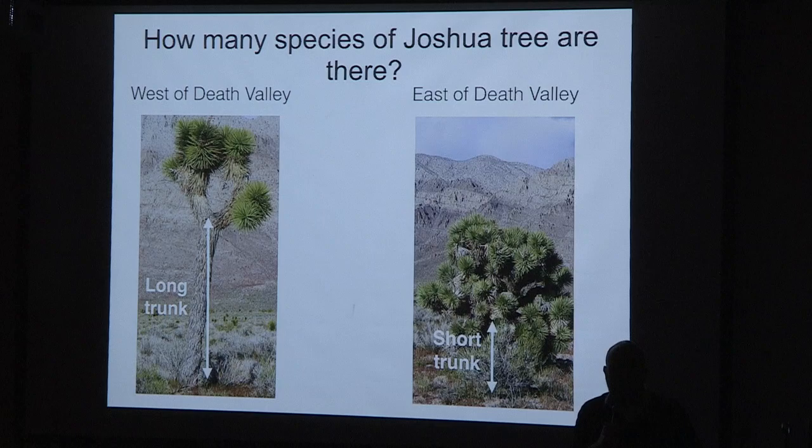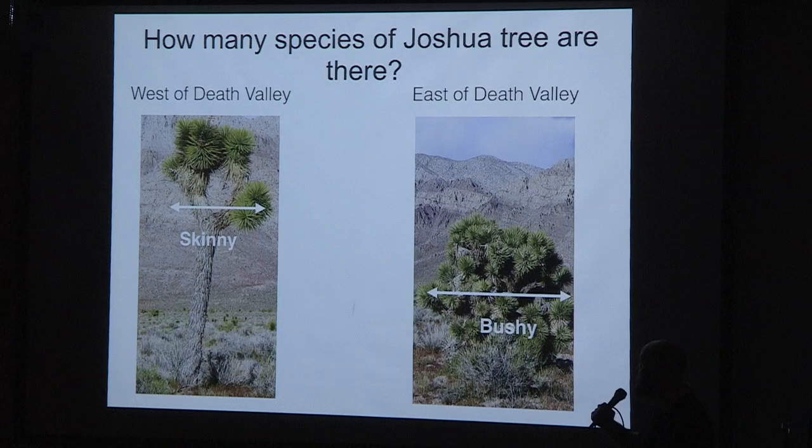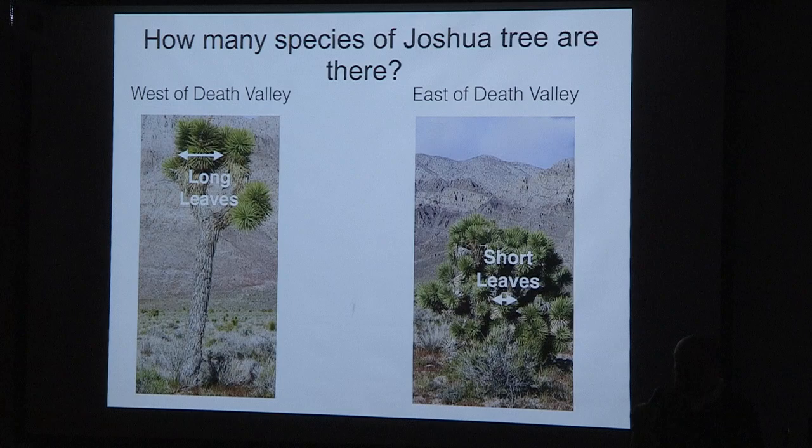Joshua trees west of Death Valley tend to be skinny. They don't have very many branches. Joshua trees east of Death Valley tend to be bushier. And they also differ in the length of the leaves. Joshua trees west of Death Valley tend to have long leaves.